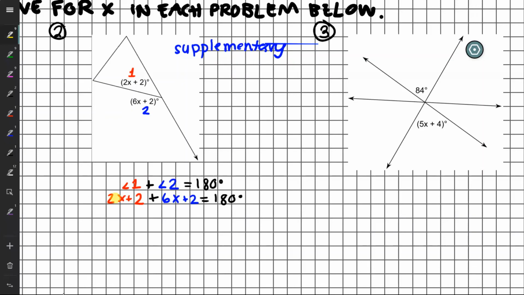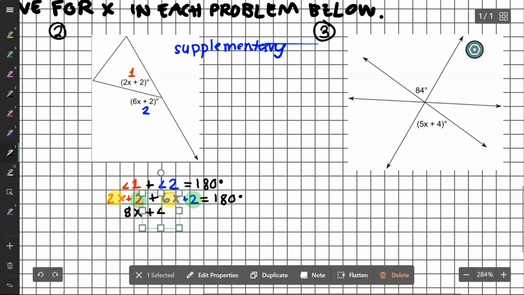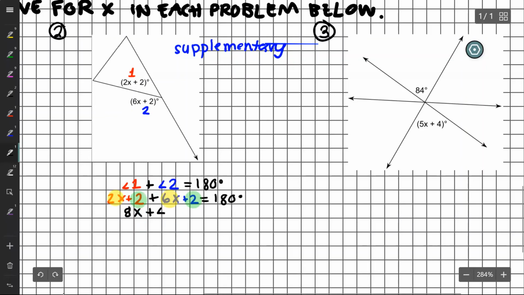So I'm going to combine my like terms first. So all of my x's I'm putting in yellow, and all of my numbers I'm putting in green. So that means I'm going to go 2x plus 6x, which is going to give me 8x, plus 2 plus 2 is 4, which equals 180. All right, and I have a two-step equation again.